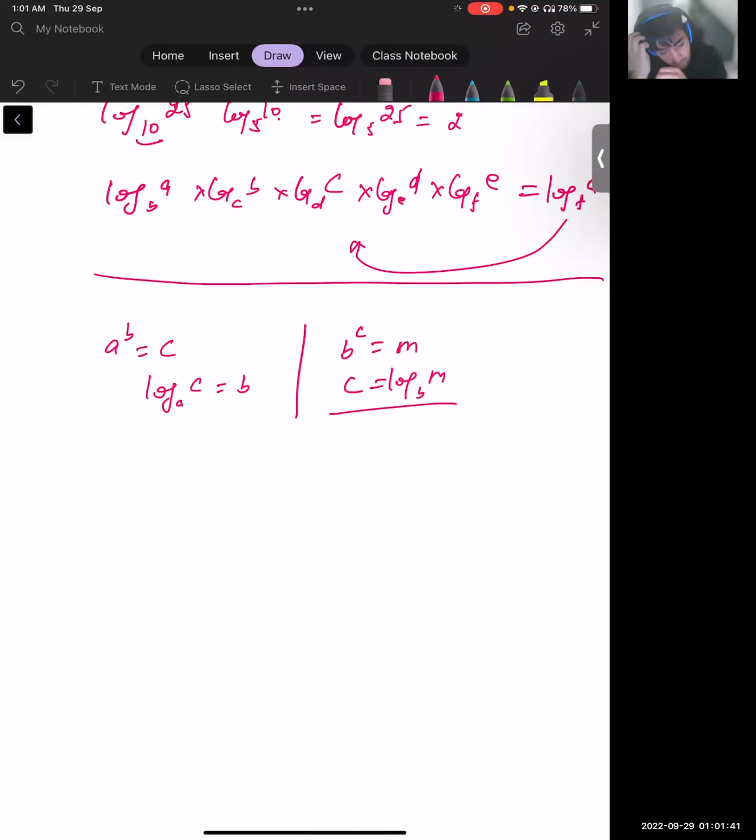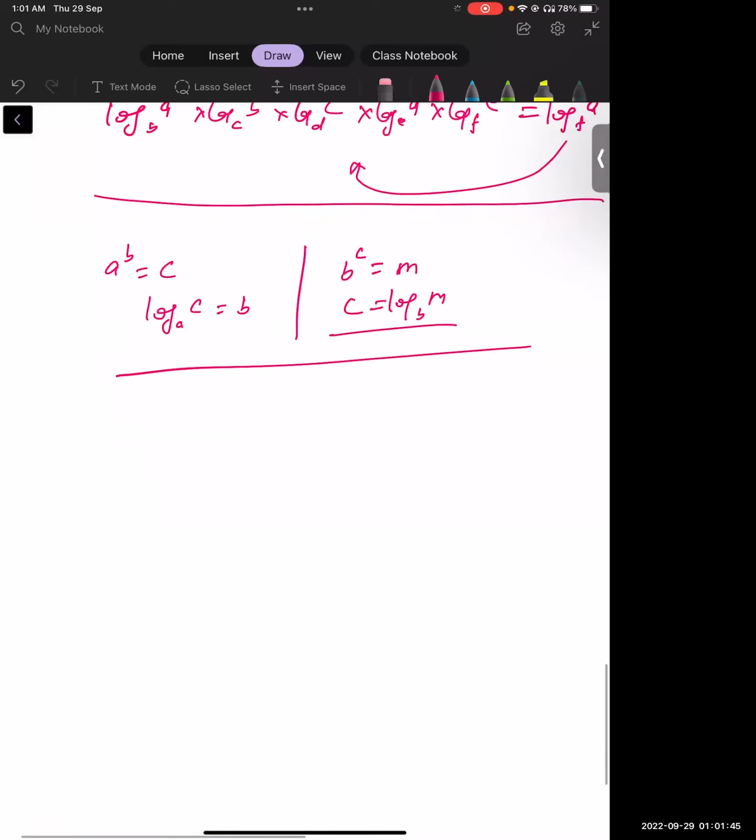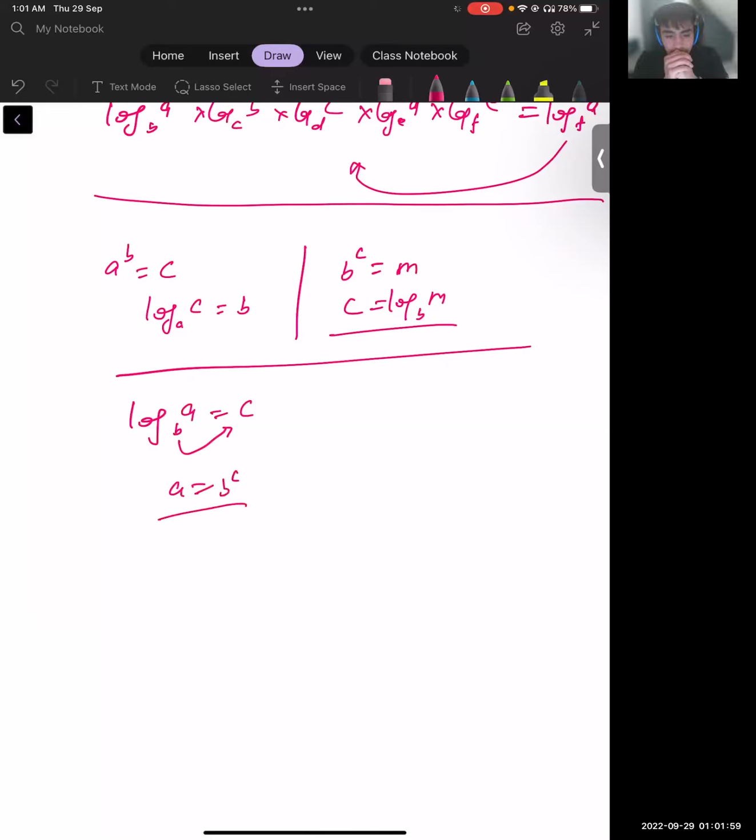All right. And whenever you get a question, you may get log a to the base b is equal to c, and you want to remove the log. Then what to do? The base will go to this side, and a will become b to the power c.